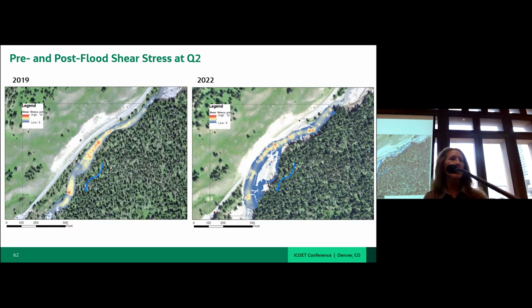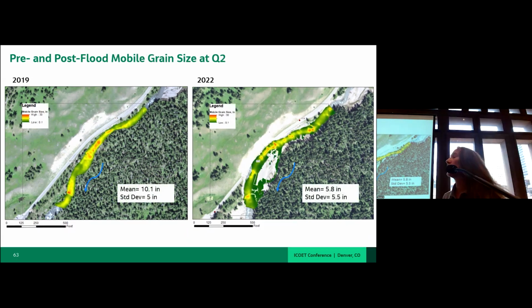So what does that mean? There's a sort of back of the envelope estimate that we can use to take that shear stress and directly calculate what the mobile grain size is. So now we can use that shear stress and calculate what size rock is mobile in the channel and compare that to what salmonids might use.